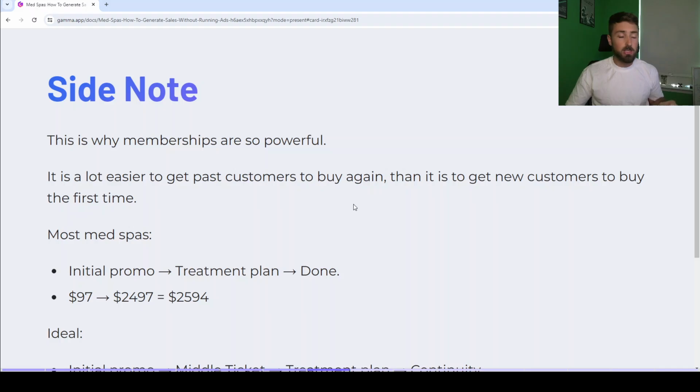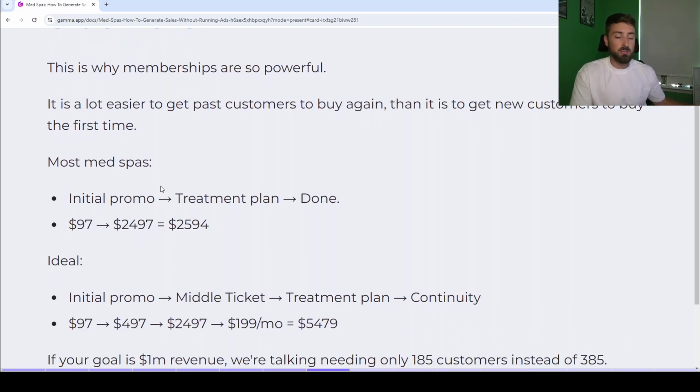And so for most med spas, the typical ascension looks like, okay, we're going to run some kind of initial promo on Groupon or Facebook or TikTok or whatever it is. From there, people see the initial promotion, and then we're going to immediately try to sell them some kind of treatment plan that's $2,000, $3,000, $5,000, $10,000, whatever it is, and then we're done from there, right? That's the end of the relationship. That's the end of the conversation.